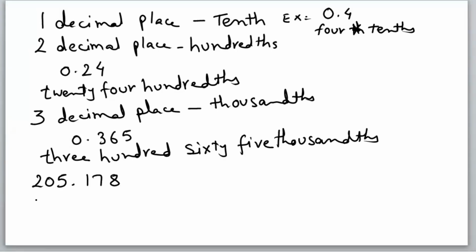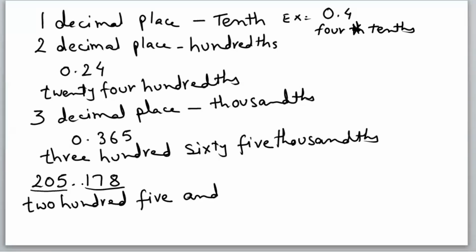205.178. So how will we write it in word form? First, we will start from the whole number. What is in the whole number? It is 205. So first we will write 205. Now we will write the decimal part. What is in the decimal part? It is 178. Simply, first we have to write the digits that are written.